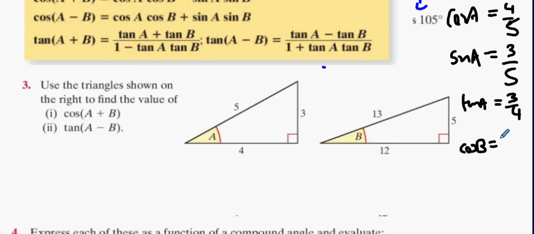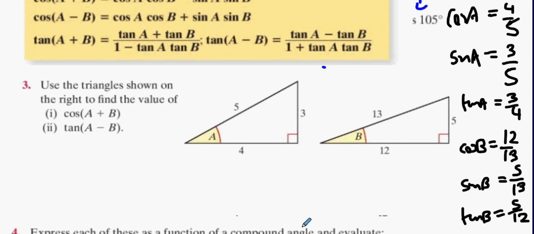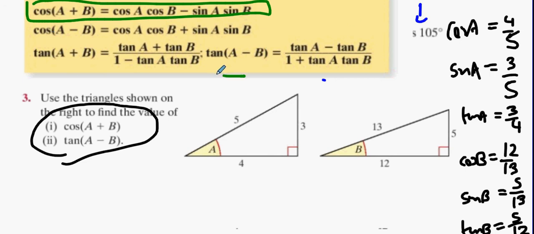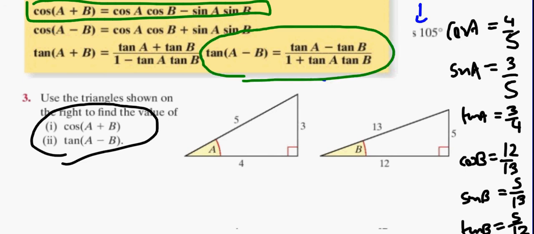What's cos B? Cos B, anybody? 12 over 13. Sin B. Thank God. And finally tan B. Okay. Using the information we just wrote down, will you guys find the 2 answers for this using the formulas above? The 2 formulas you're using are this one here, and you're going to use this one here. Anybody who has tables, go to page either 13 or 14 and you'll be able to find it there.